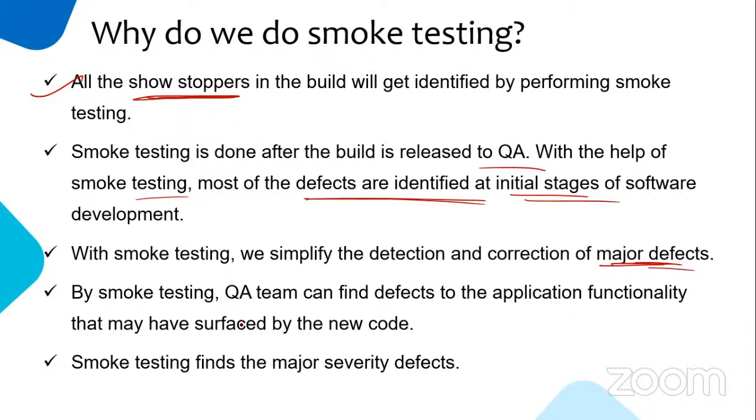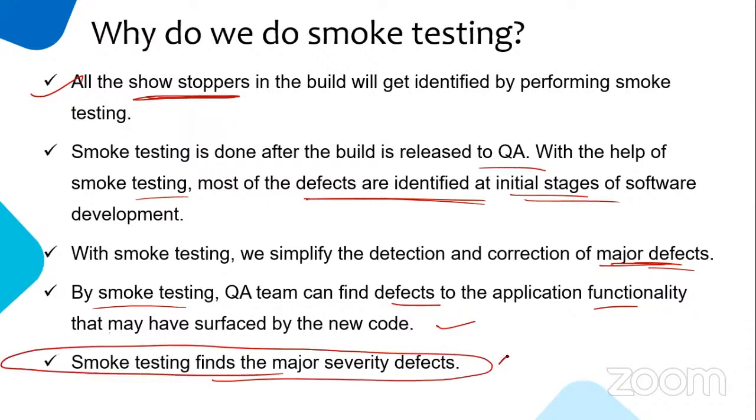Using this, the QA team can find defects in application functionality that may have surfaced because of the new code. Yesterday it was working fine, you added something, and now because of the new code, this problem came. Such things we can identify with smoke testing. And smoke testing finds the major severity defects, because it's a very important end-to-end flow, no?